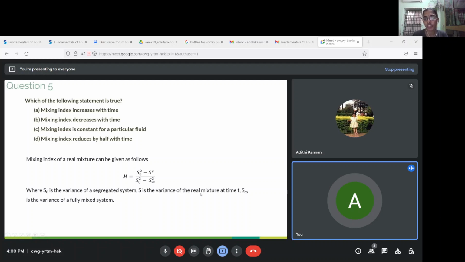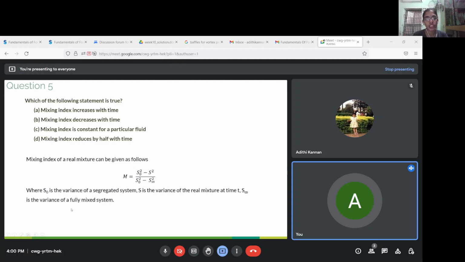S is the variance of the real mixture at time t. Say the total mixing time will take somewhere around 100 seconds. You have taken 10 samples at time t equal to 0. That will give you S naught. And let's say after 20 seconds, you are again taking 10 samples. So that will be your S, that is, S at time t equal to 20. You will take multiple samples, and from there you will calculate the fractional component of the desired product. That will give you S.